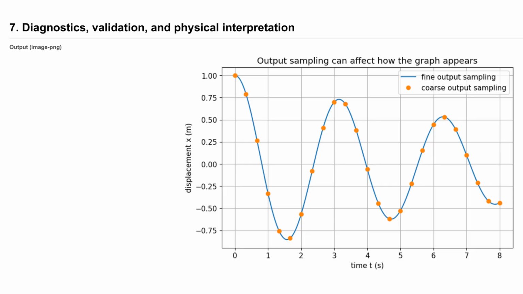The plot clearly shows the danger of coarse sampling. The orange dots miss the peaks and troughs of the oscillation, creating an illusion of a jagged, lower frequency wave. Always ensure your evaluation array has enough points to smoothly resolve the highest frequencies in your model.